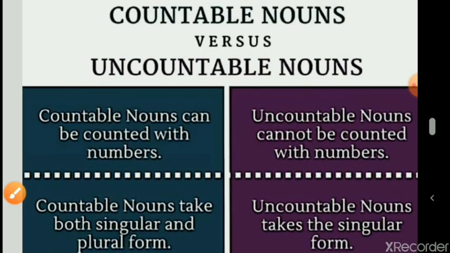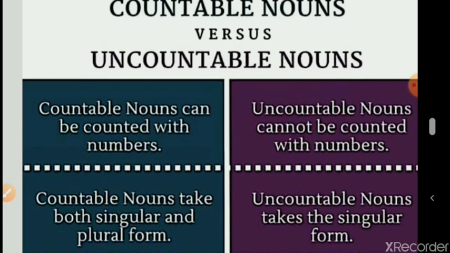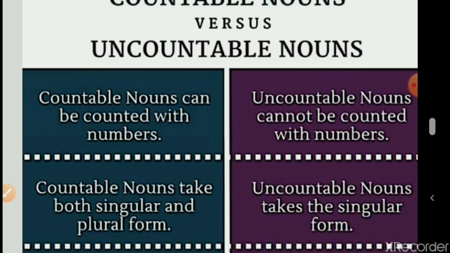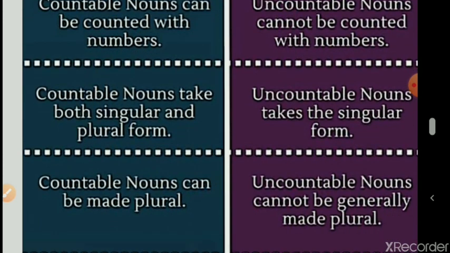Now students, let's know the difference between countable and uncountable noun. Countable nouns can be counted with numbers. जितने भी बेटा countable nouns होते हैं उनको हम count कर सकते हैं numbers के साथ. Whereas uncountable nouns cannot be counted with numbers. Uncountable को हम numbers के साथ नहीं count कर सकते. First difference. Countable nouns can be counted with numbers. Uncountable nouns cannot be counted with numbers. Second, countable nouns take both singular and plural forms. Countable nouns के singular form भी होते हैं और plural forms. Whereas uncountable nouns only take the singular form. They do not have any plural forms.